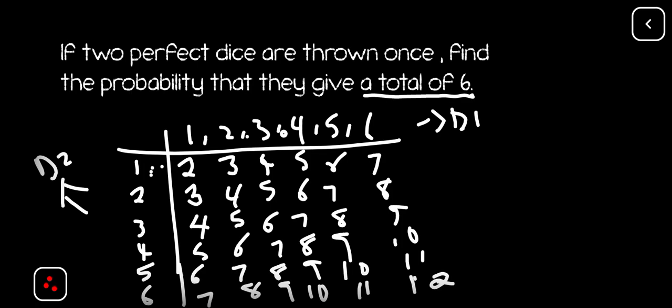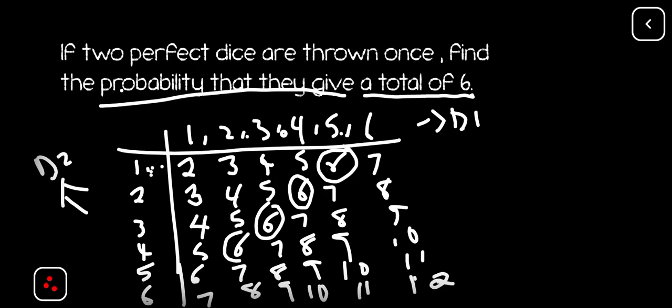So for 6, we'll see that it could be 6 and 1, 6 and 2, so we have 7, 8, and then 9, 10, stuff like that. But we want to see the probability that they give a total of 6. So of all the things you tried out, which possibilities gave you a total of 6? If you look at it, the ones that can give a total of 6 are 1 and 5. This is 1. 2 and 4 can give you a total of 6. 3 and 3 can give you a total of 6. 4 and 2 can give you a total of 6. 5 and 1 can give you a total of 6.